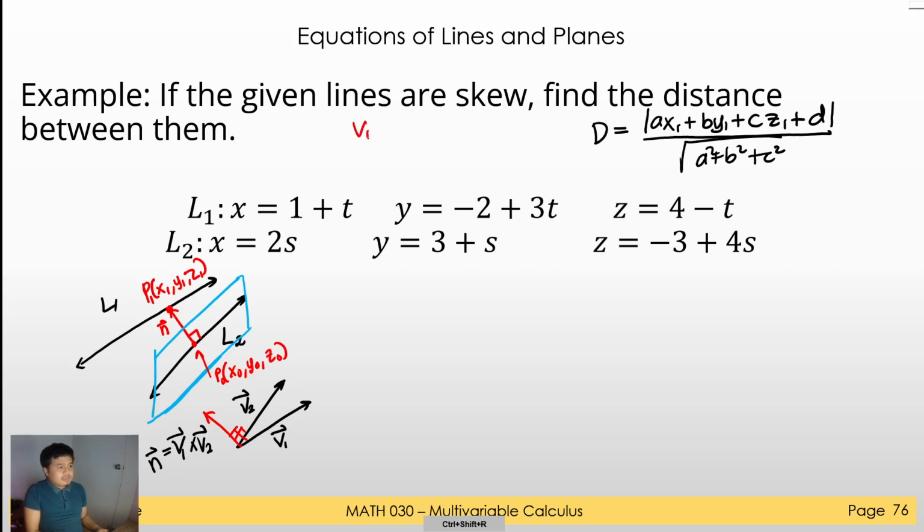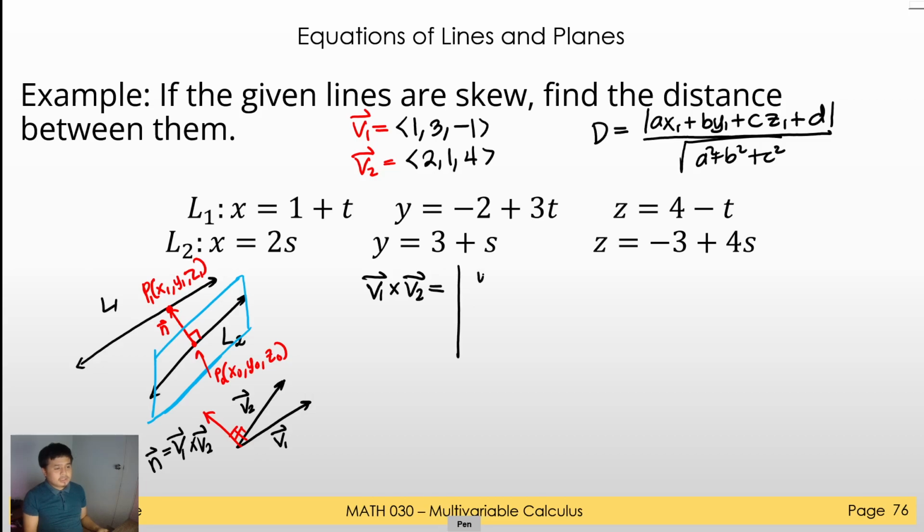Okay, so v1 from the previous problem is equal to the coefficients of the t. Okay. So we have here 1, and then 3, and then -1. So for V2, that will be the same. We have 2, 1, and 4. Okay. And then for the cross product of these two vectors, this is equal to, how do we find the cross product? So the determinant. So we have ijk, therefore this is 1, 3, -1, 2, 1, 4.